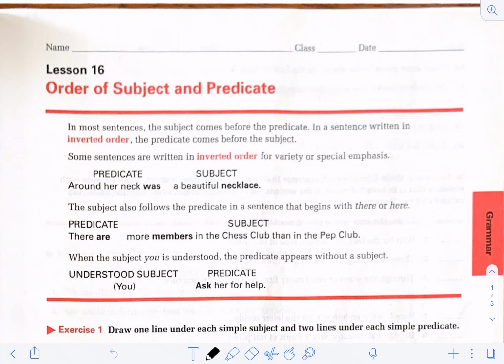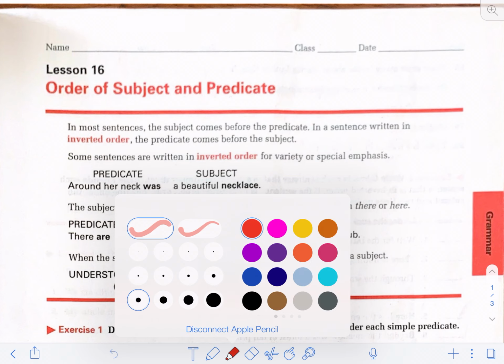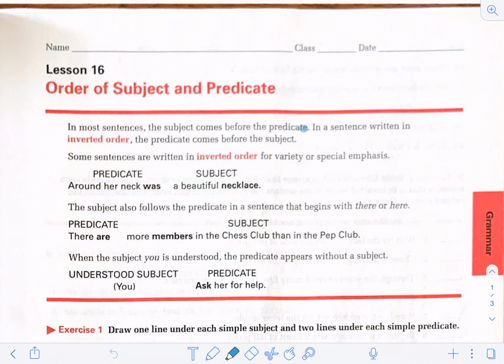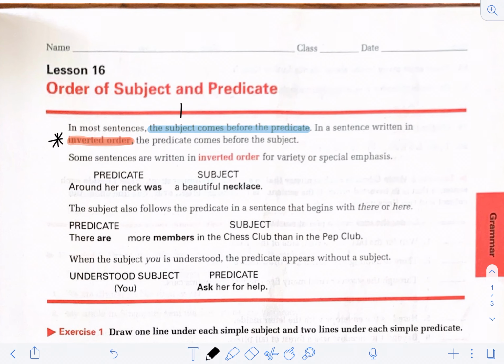At the top it says, in most sentences, subjects come before the predicate. I'm just gonna change my color here real quick. In a sentence written in inverted order, the predicate comes before the subject. So inverted order is really the new skill that we're learning. This is more of a review. Typically, our subject comes before the predicate. In the inverted order, the predicate comes first before the subject. So I'm just going to write a little second and a little first.